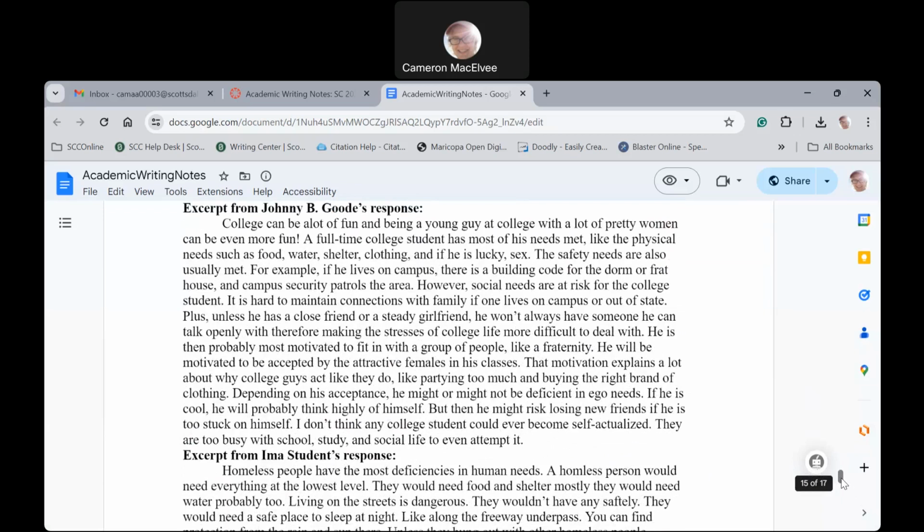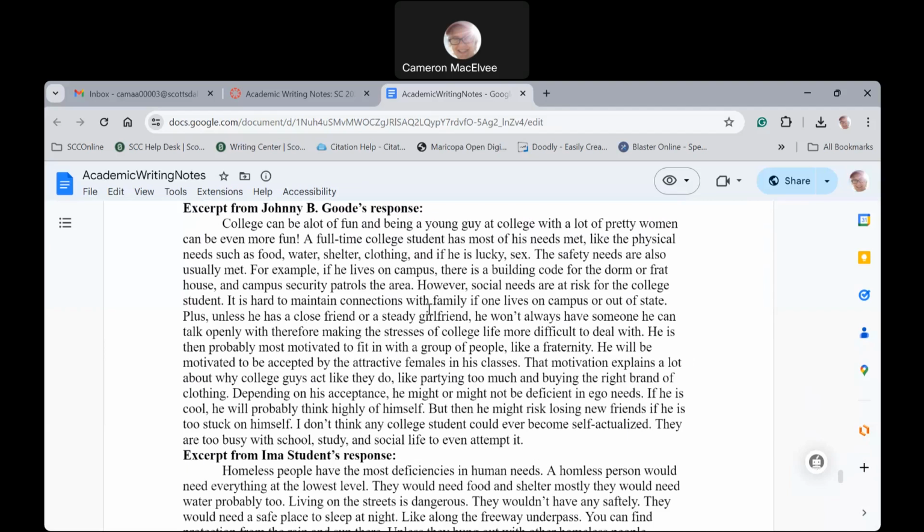So here's one excerpt. This is from a student whose name was not Johnny B. Good. That's an alias I gave him. The student writes: College can be a lot of fun, and being a young guy at college with a lot of pretty women can be even more fun. A full-time college student has most of his needs met, like the physical needs such as food, water, shelter, clothing, and if he is lucky, sex. The safety needs are also usually met. For example, if he lives on campus, there is a building code for the dorm or frat house, and campus security patrols the area. However, social needs are at risk for the college student.